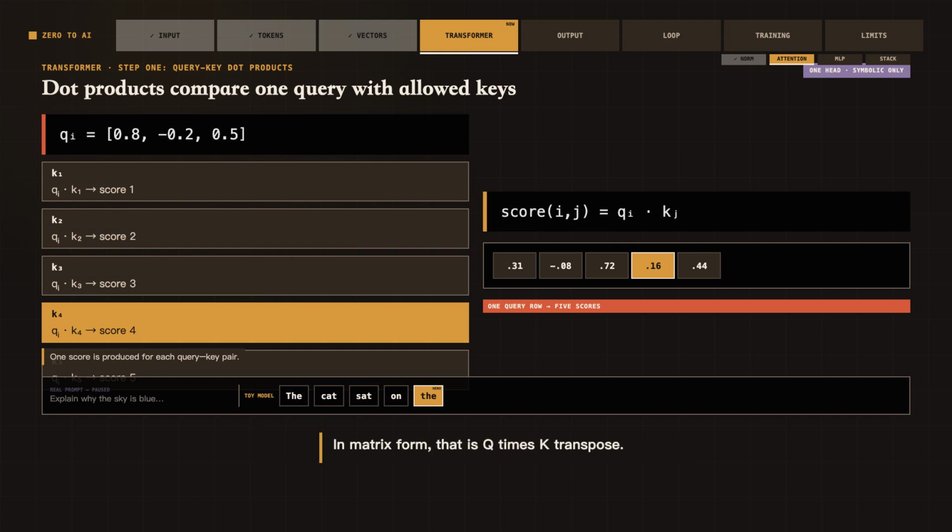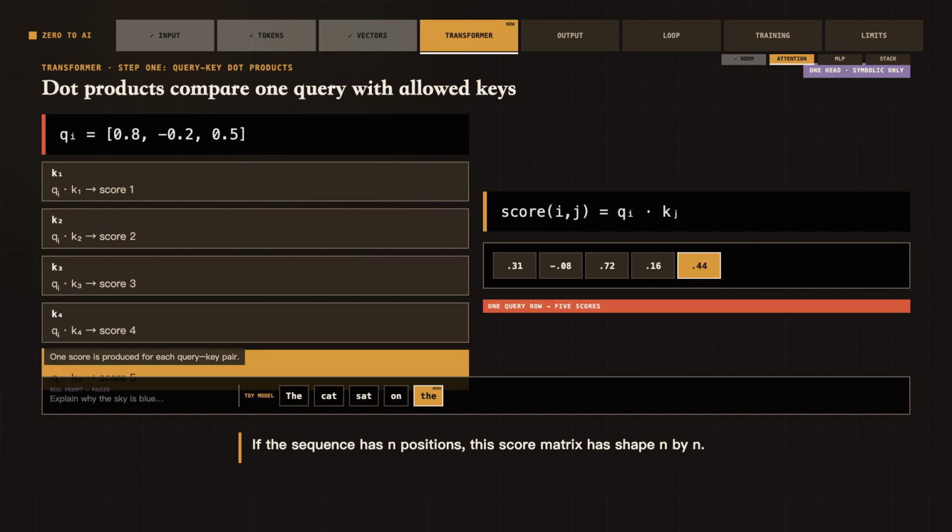For all token positions at once, the dot products form a matrix. In matrix form, that is Q times K transpose. If the sequence has n positions, this score matrix has shape n by n. Row I contains the scores used when position I reads from the other positions. Column J corresponds to the key at position J.